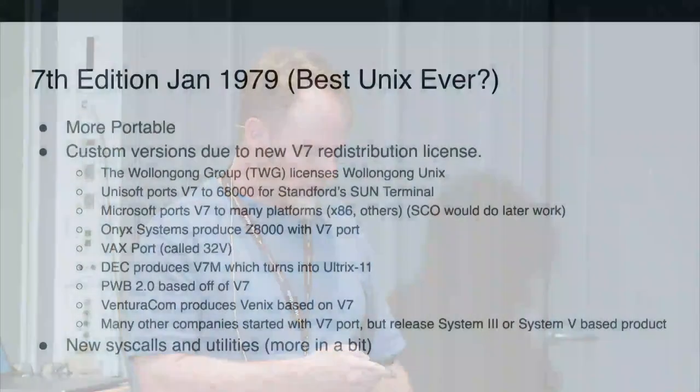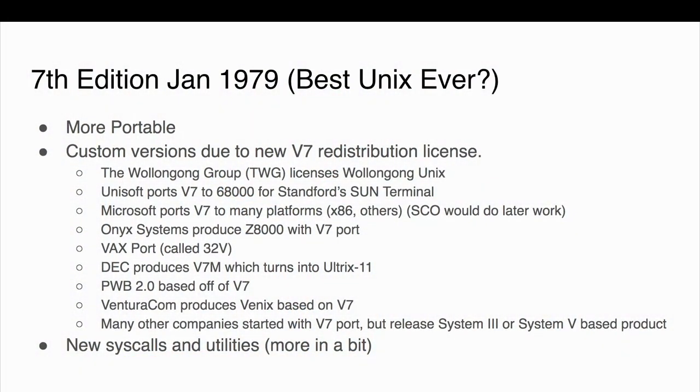And the 7th edition came out, and it was ported to everything. Again, I'm not going to read the whole list. Probably the key two are the VAX port, which would become the basis for BSD, and the Venix port, which was the first port to the 8086 of Unix that was released. There were others that were more successful, more popular, but that one was the first.